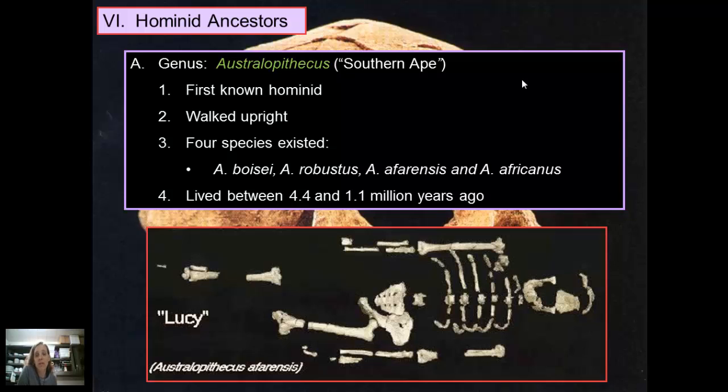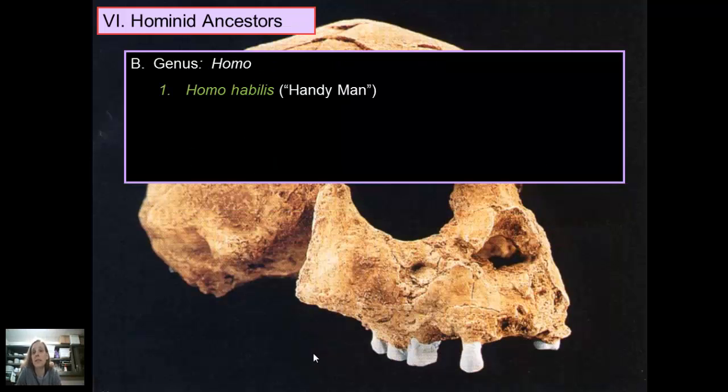Lucy is the famous fossil that is Australopithecus. If you look at Lucy, what you will notice is she has quite long arms in comparison to her legs. Her arms come almost all the way down to her knees, and if you stand upright, you'll notice your arms do not come almost all the way down to your knees. So what this indicates is that Australopithecus did walk upright, but they still probably used their knuckles for balance and locomotion.